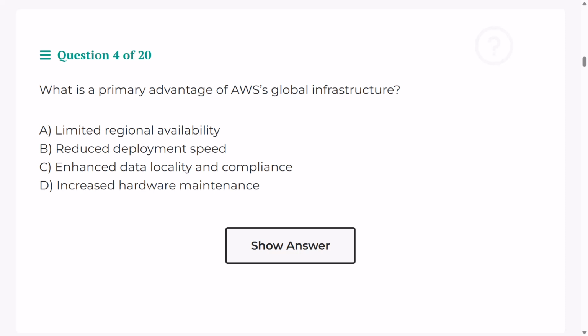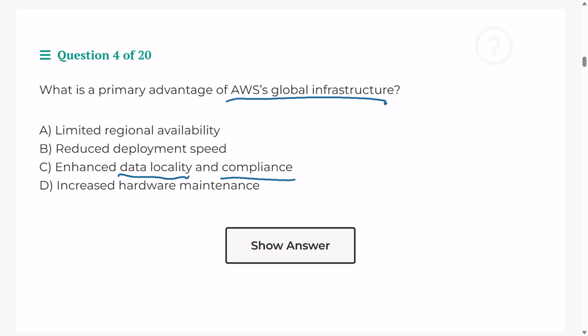How about C, enhanced data locality and compliance? We're talking about a global infrastructure. We're talking about hardware that is physically all over the globe. Does that enhance my ability to locate data where I need it? Yes, it does. Does that help me comply with certain kinds of compliance regimes?